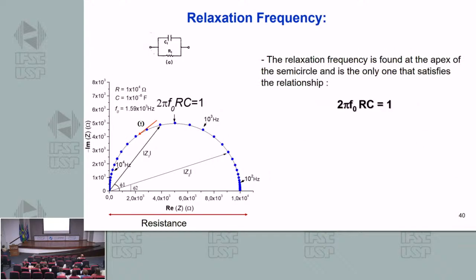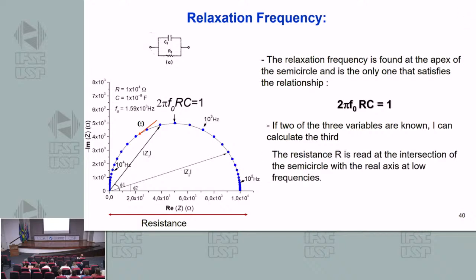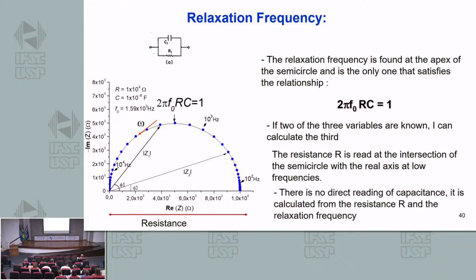So, what is the importance of this relaxation frequency? If I have 3 variables, the frequency, R and C, I can calculate the third one. So if I know resistance and frequency, I can calculate the capacitance, for instance. The capacitance is not directly read from the Nyquist diagram. The resistance may be directly read here, but not the capacitance. To infer the capacitance value, I must know the frequency. So the resistance R is read at the intersection of the semicircle. There is no direct reading of capacitance. It is calculated from the resistance and relaxation frequency.